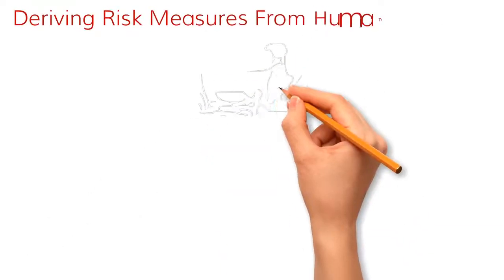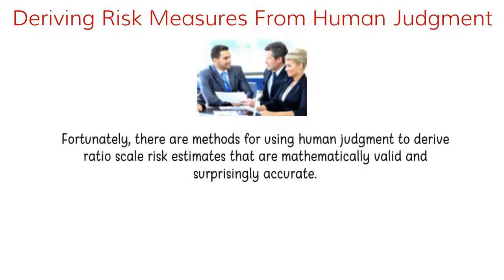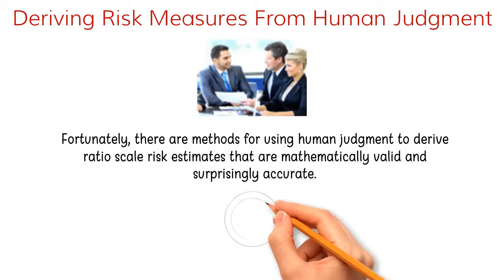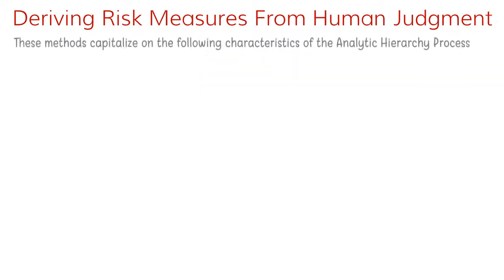Deriving risk measures from human judgment. Fortunately, there are methods for using human judgment to derive ratio-scale risk estimates that are mathematically valid and surprisingly accurate. These methods capitalize on the following characteristics of the analytic hierarchy process.